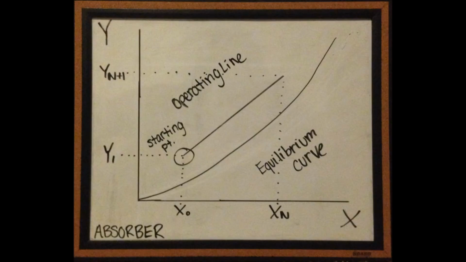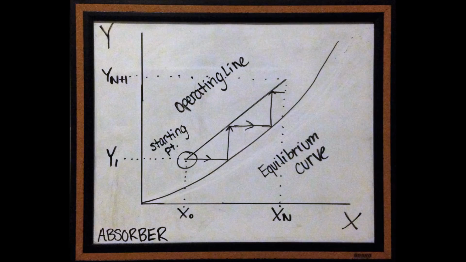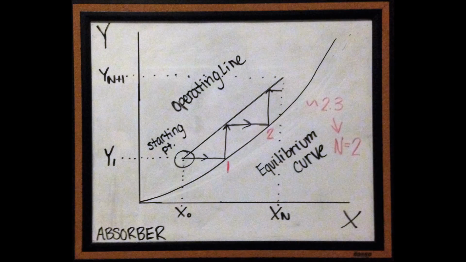To do this, first start at the x0, y1 point. Then draw a horizontal line from that point directly to the equilibrium curve. Then draw a vertical line back to the operating line. Continue this until you have reached the end of the operating line. In this case, we have roughly 2.3 stages. This will be rounded down to 2 full stages.